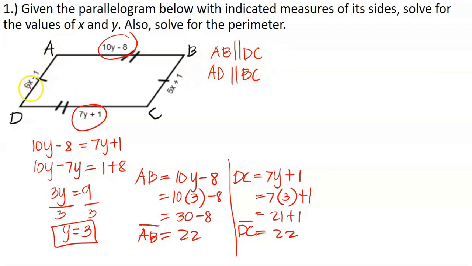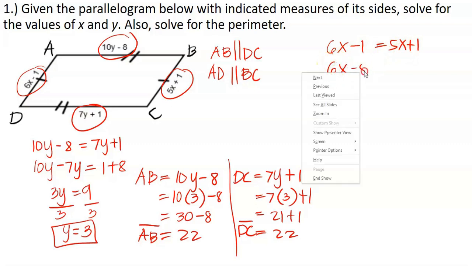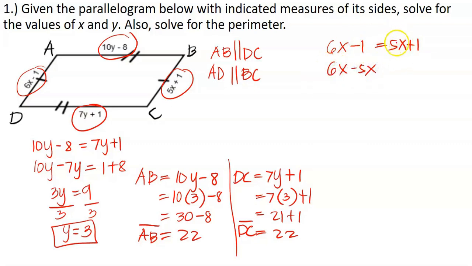So again, AD is parallel and congruent to BC. With that, we'll have an equation 6x minus 1 equal to 5x plus 1. Again, property of equality, we'll have 6x minus 5x. So we transpose, or put this on the other side along with 6x, and this negative 1 becomes positive 1 on the other side. So this is 6x minus 5x, which is x, and 1 plus 1 is 2.